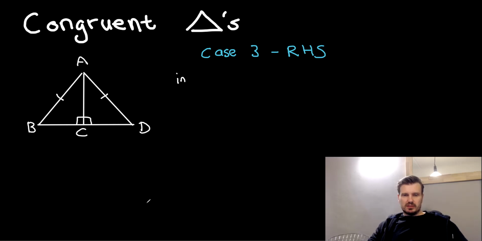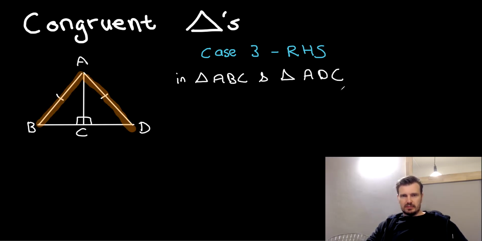In triangle ABC. Okay, so you're going ABC, right? Yeah. In triangle ABC and triangle ADC. Good. It's the right order. And then AB equals AD, and it's given. Good.